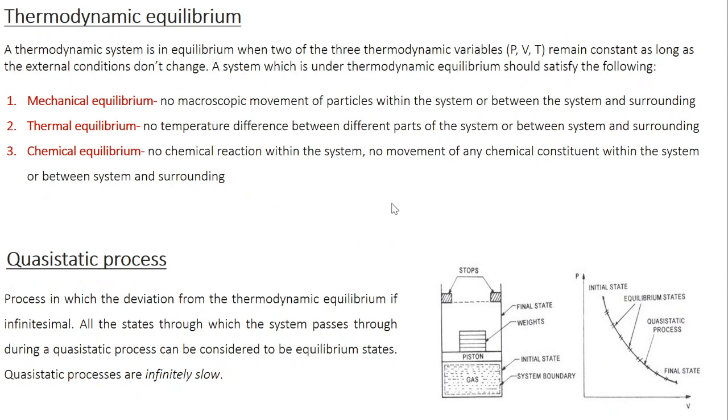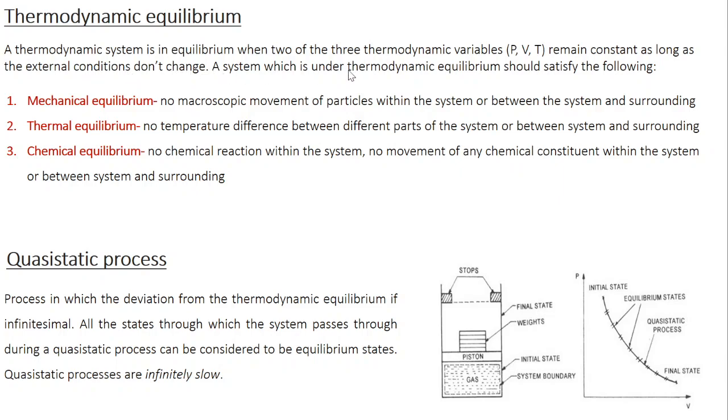Now, what is a thermodynamic equilibrium? So I can say that a thermodynamic system is in a state of equilibrium when two of the three thermodynamic variables, pressure, volume, and temperature, remain constant as long as the external conditions do not change.